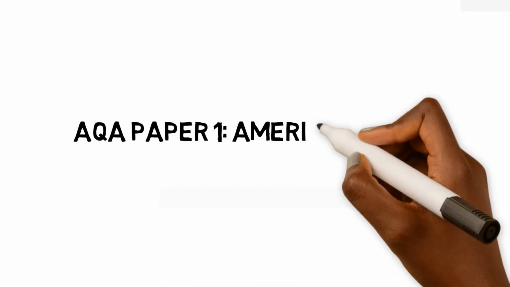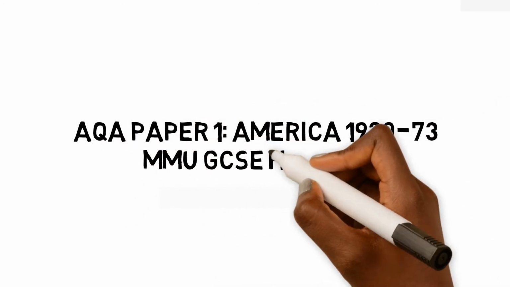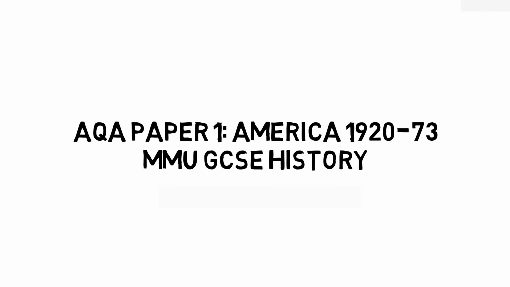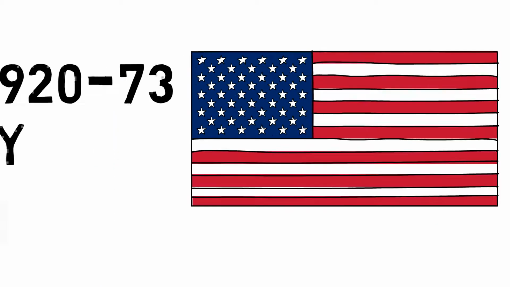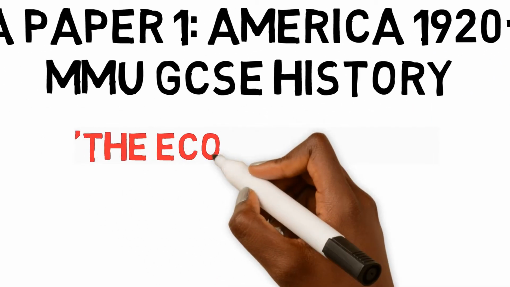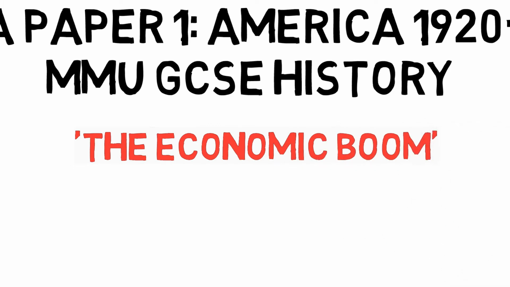Hello, and welcome to this video on America between the years 1920 to 73, Paper 1, AQA GCSE History. The main focus of the video is to consider the economic boom in America during the years 1920 to 1929.